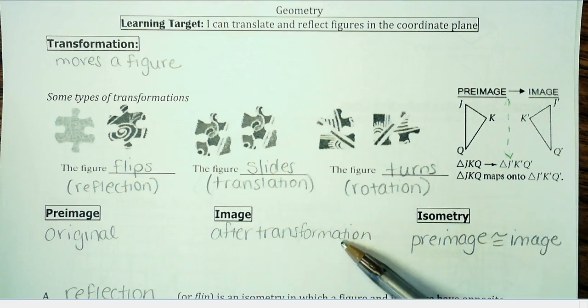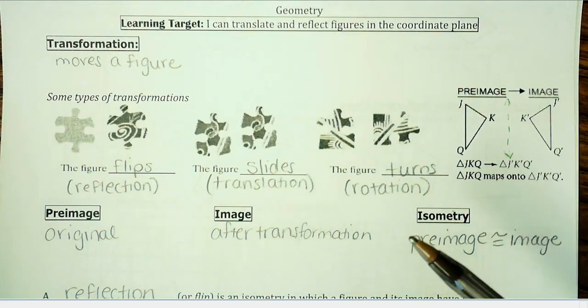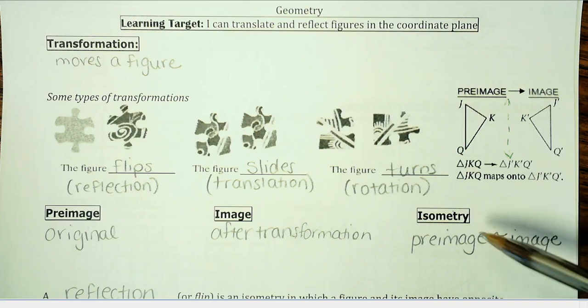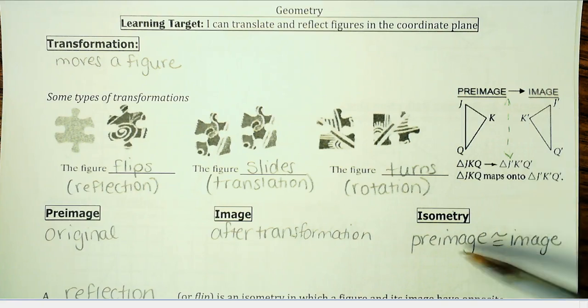Okay, so your pre-image, that's your original. Your image is what we have here after you have performed whatever the transformation is. And just a word to know, an isometry, which is what we're going to be dealing with today, means the pre-image and the image are exactly the same as each other in terms of congruence. The sides are the same length, the angles are the same measure. So if your original shape and your new shape are exactly congruent to each other, then that's what we call an isometry.